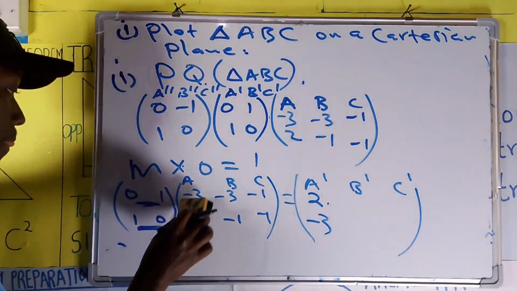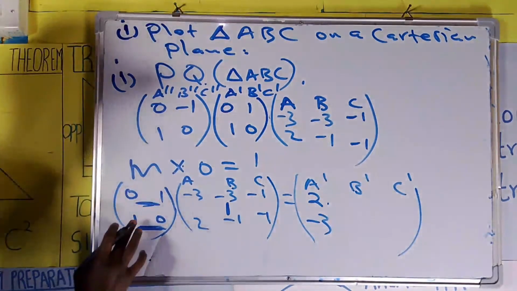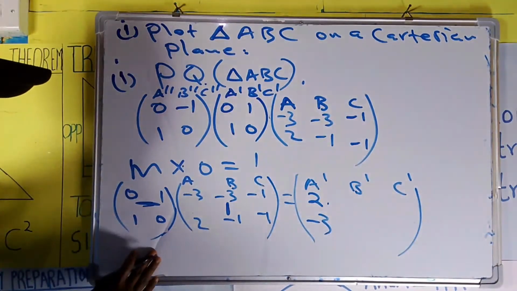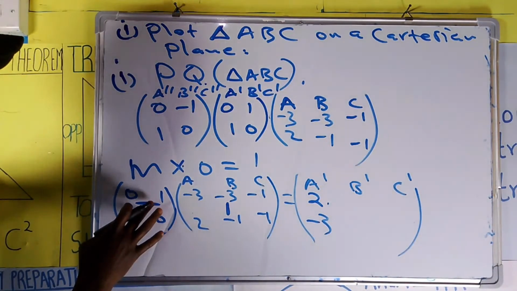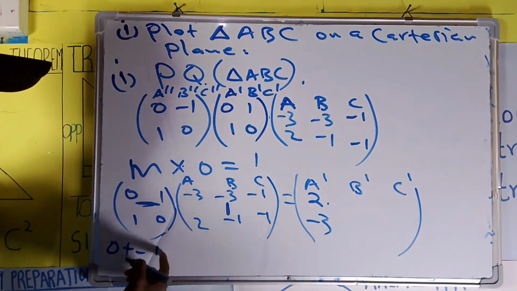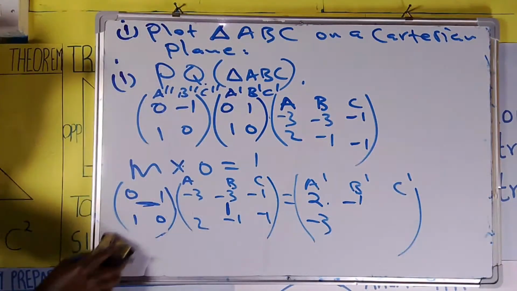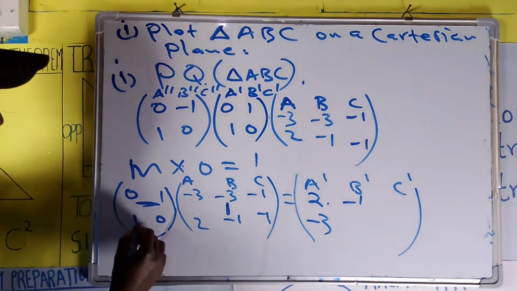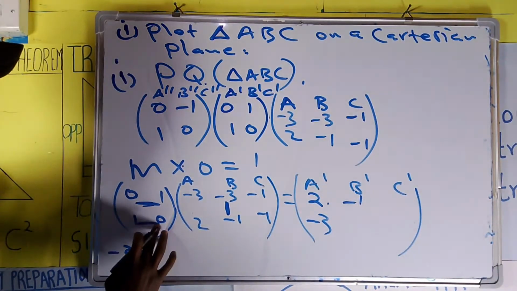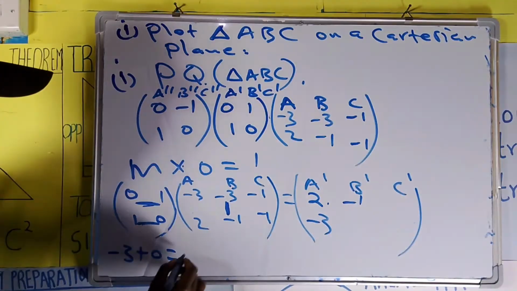Tunaenda ya pili. So tunaanza na hii ya kwanza. 0 times negative 3 is 0 plus 1 times negative 1 is negative 1. So plus minus 1, it will be equal to minus 1. So that will give us negative 1. Then the second one is going to be hii ya chini na hii bado. So 1 times negative 3 is negative 3 plus 0 times negative 1 is 0. So negative 3 plus 0 will be equal to negative 3.